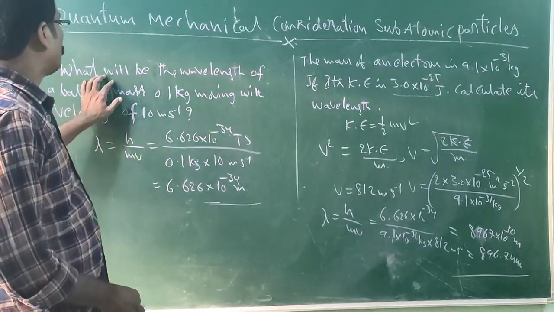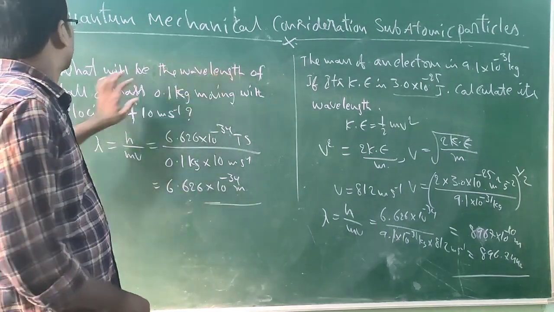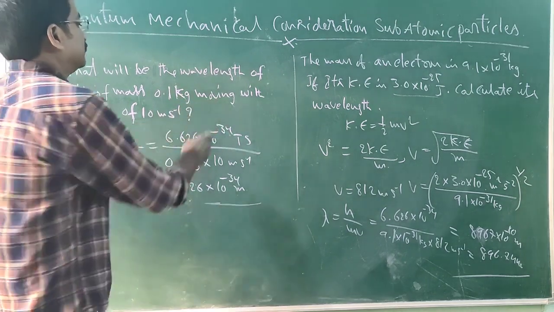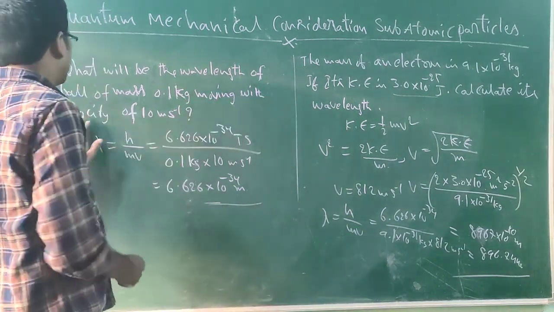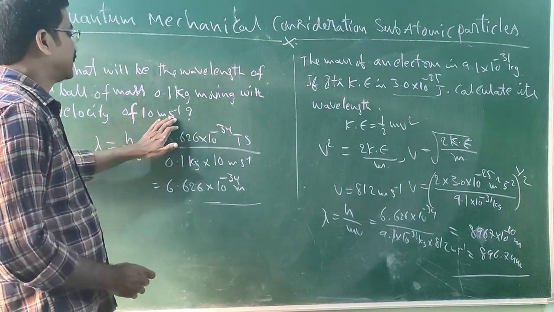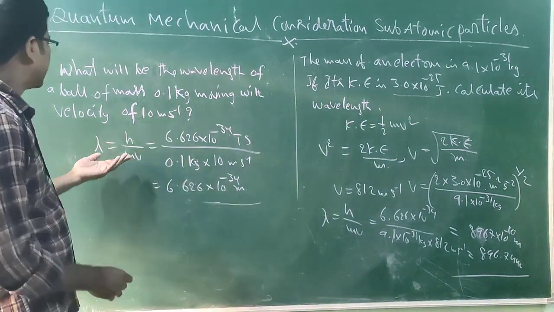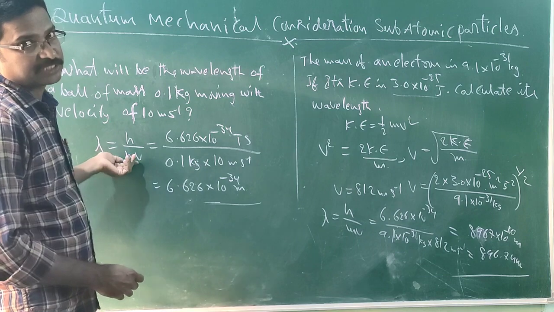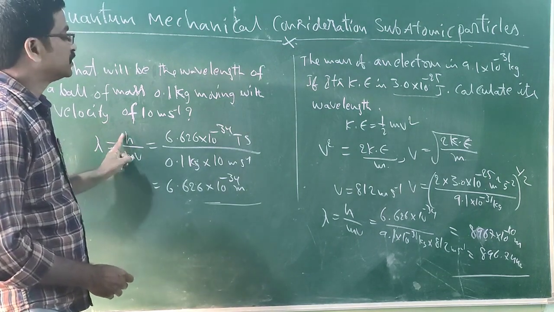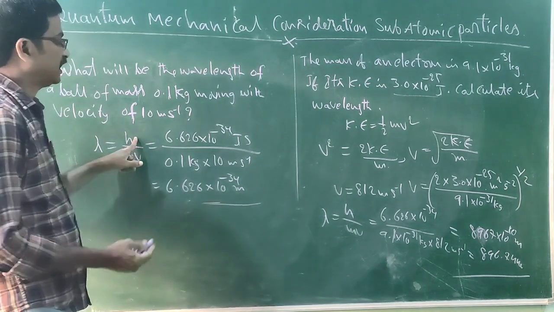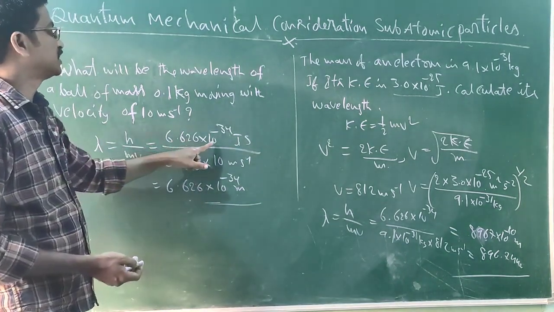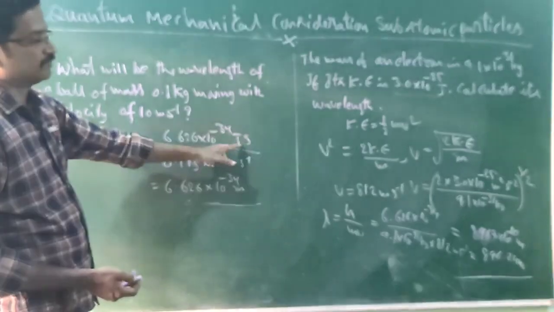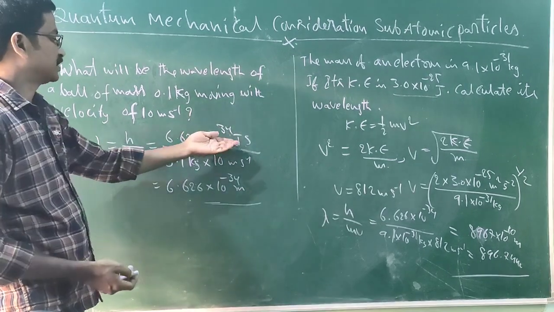From that, what will be the wavelength of a ball of mass 0.1 kg moving with a velocity of 10 meters per second? For this calculation, we know the formula lambda is equal to h by mv from de Broglie's concept. Then we can straight away substitute. The h value we know is 6.626 into 10 to the power of minus 34 joule seconds. This is a fixed value.